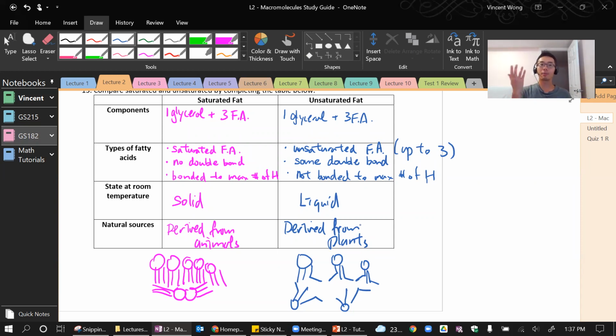On the contrary, does anybody know an animal-derived fat that is liquid at room temperature? You usually feed these to kids.